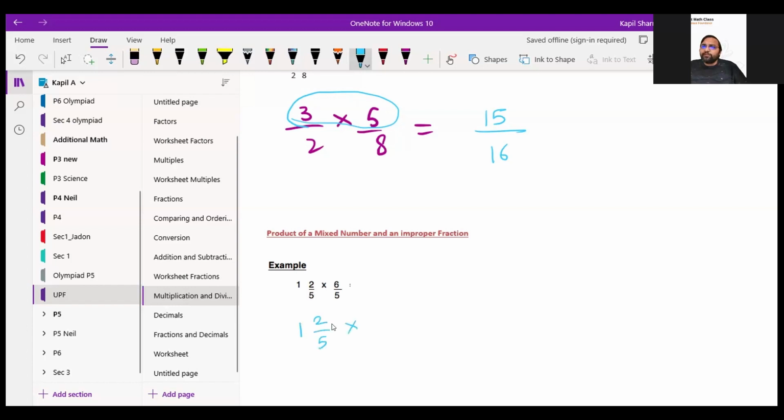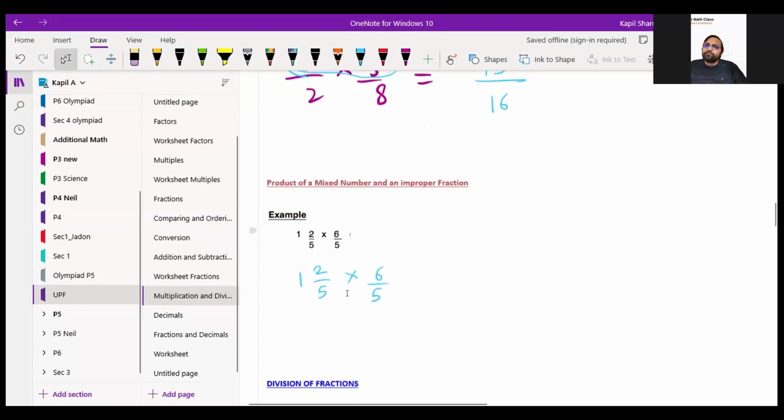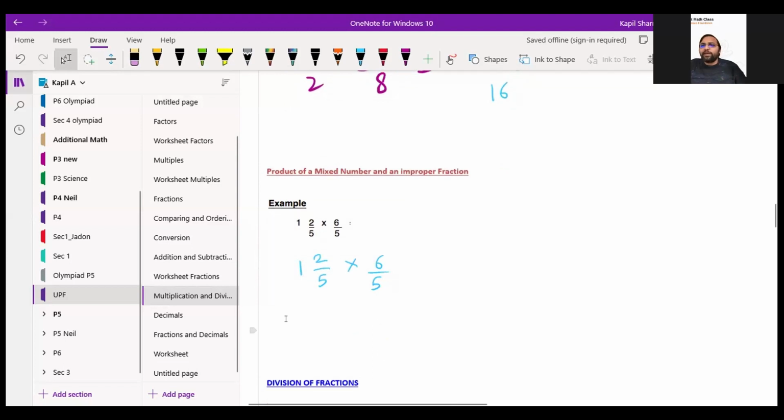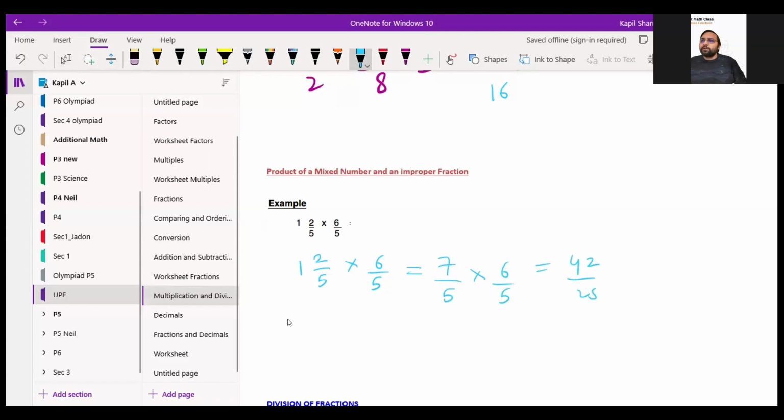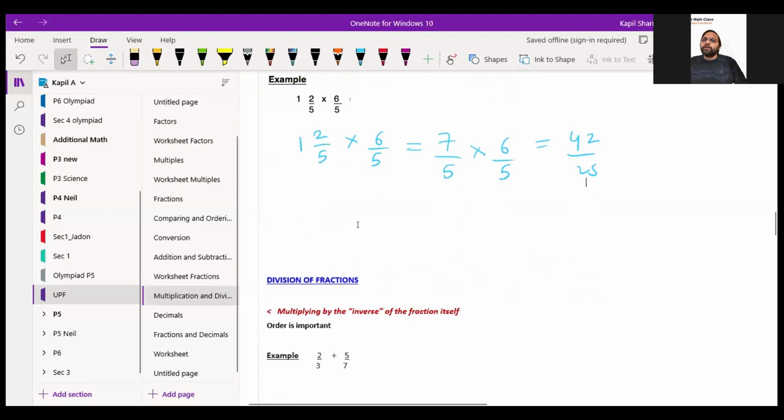1 and 2 upon 5 times 6 upon 5. So here we have a mixed number and an improper fraction. Yeah, so the first fraction is 7 upon 5 times 6 upon 5. So it's simply 42 upon 25. Okay, so this was multiplication.